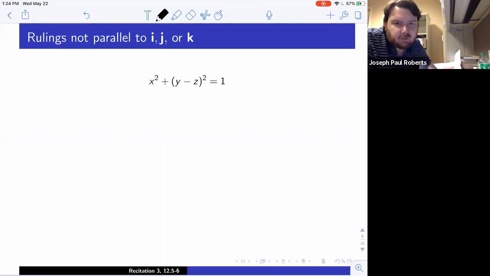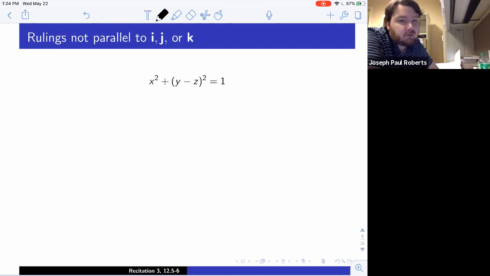And so this is a fun little example of a cylinder where the rulings aren't parallel to any of the axes. It's diagonal, basically. And in addition, it really goes to show you the power of traces. So I wouldn't worry about something like this. We wouldn't expect you to do this without a hint.